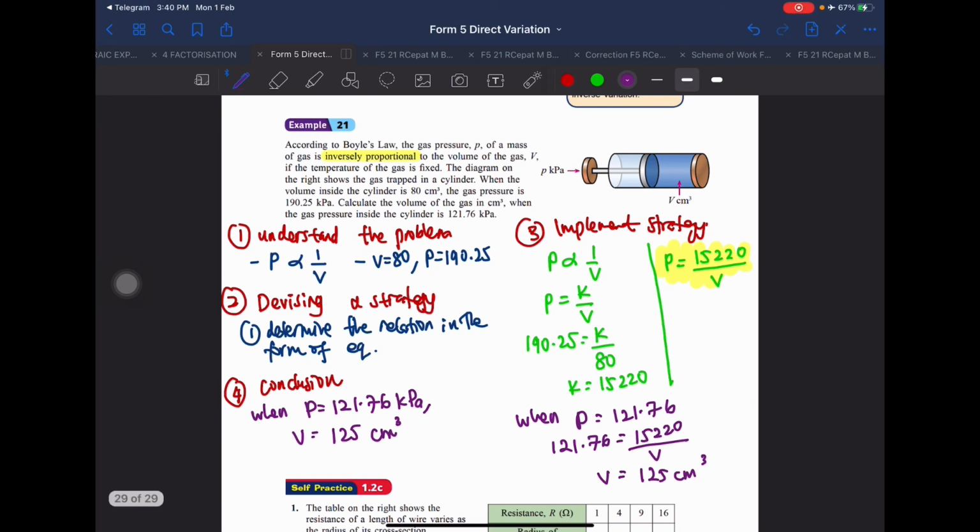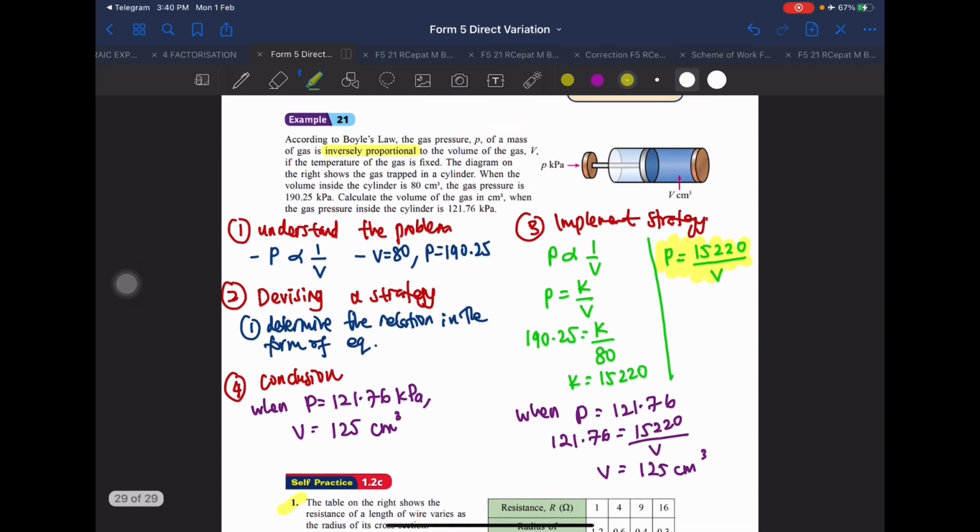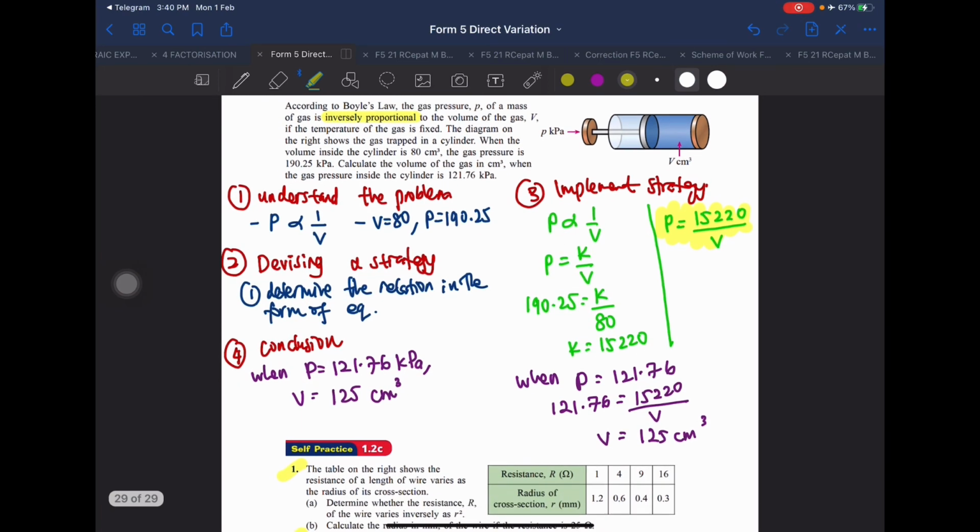And then this is the last part, self-practice 1.2c. I want you to try this. This is the third assignment for this week. In self-practice 1.2c, you have 3 simple questions over there. How to solve it? You can refer to this example 21.